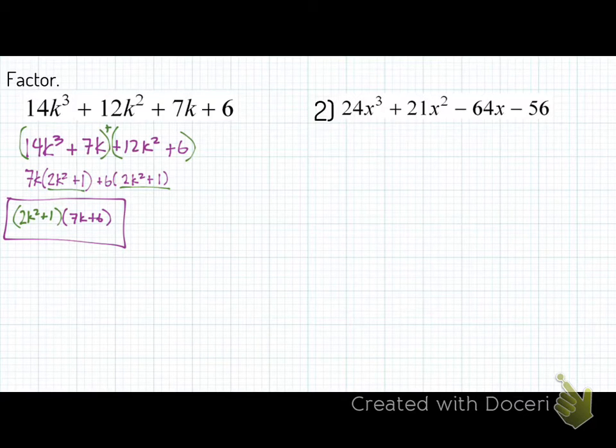Watch, we do number 2. Number 2, 24x cubed plus 21x squared minus 64x minus 56. Is there a number that goes into all of them? Yep. What? No. 7. No. 7 doesn't go into 24. 4 doesn't go into 21.